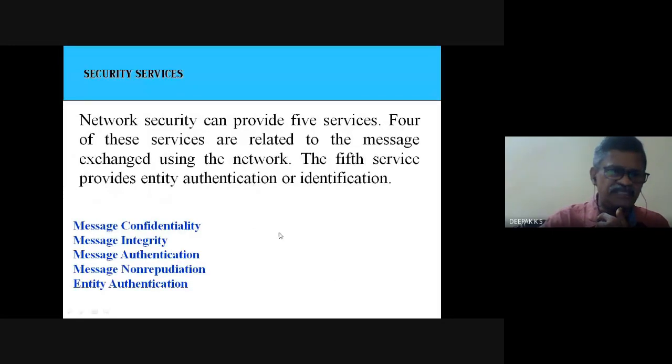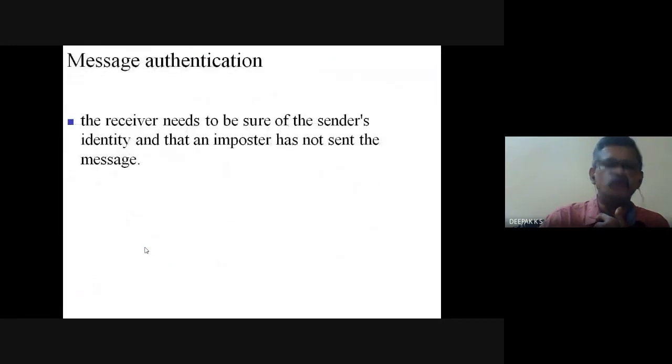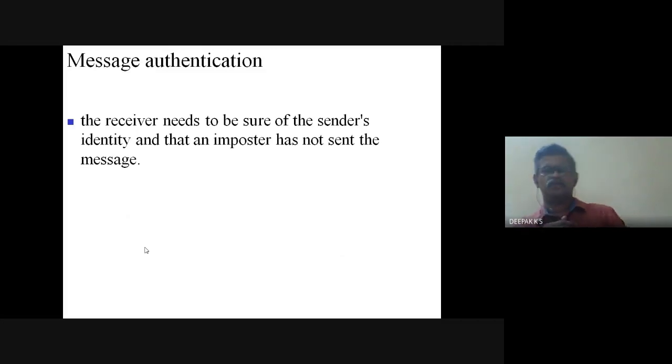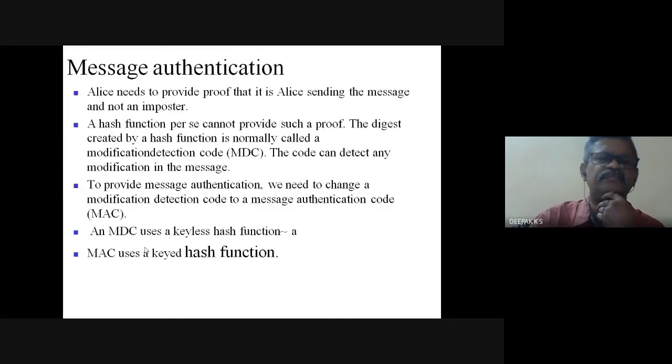So the services required by network security are confidentiality, integrity, and the next one is authentication. Authentication means a receiver needs to be sure of the sender's identity and that an imposter has not sent the message. So Bob should ensure that it is Alice herself who has sent it. He should authenticate. That is the function of message authentication. Alice needs to provide proof that it is Alice sending the message and not an imposter.